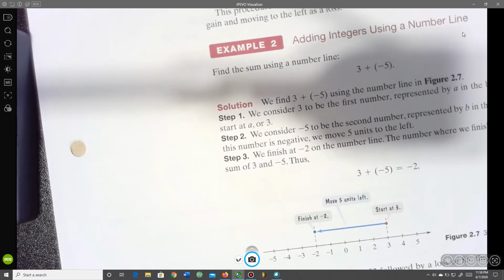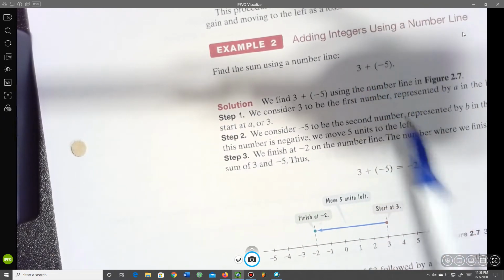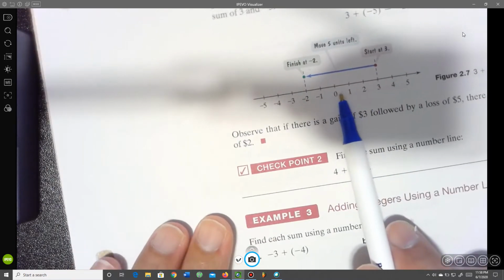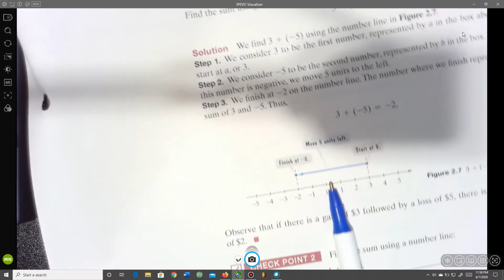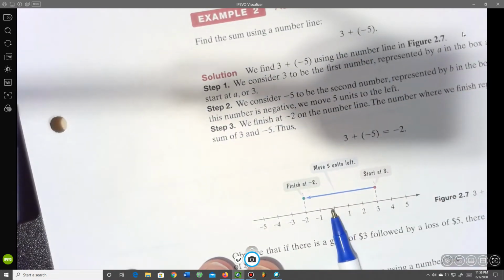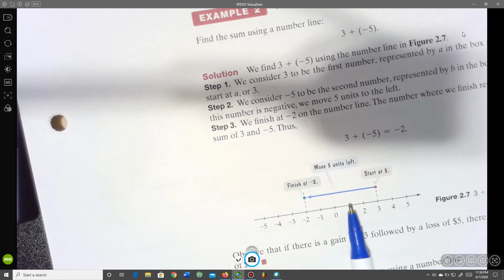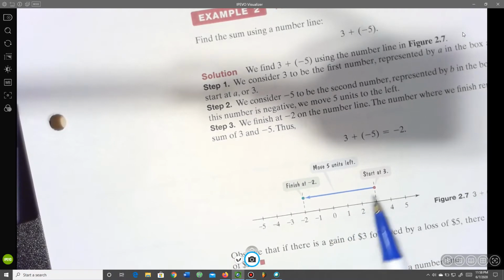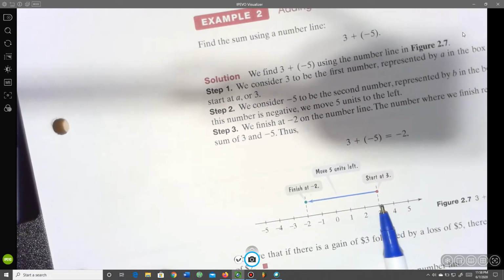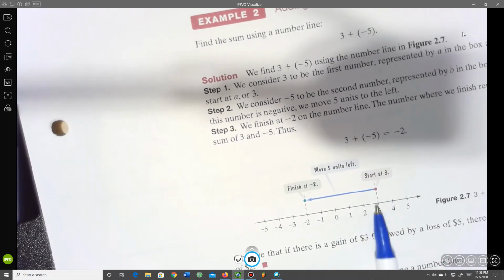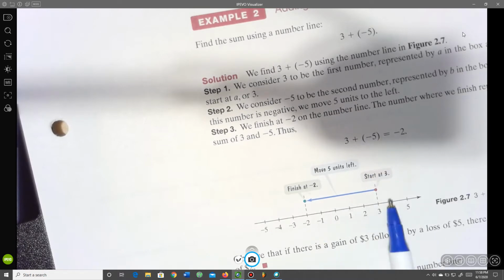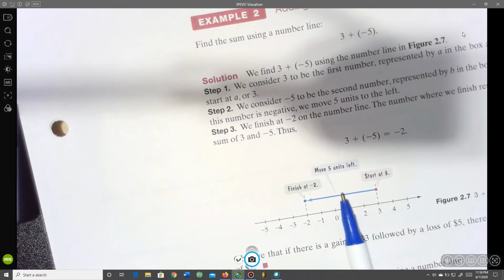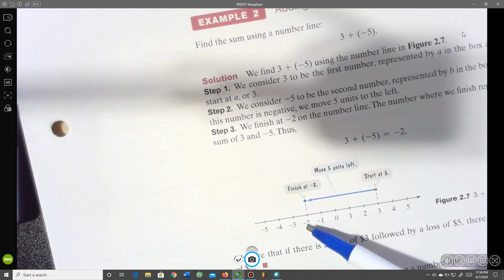Okay, so they want you to use a number line to add. Why do they want you to do that? Well, if you use a number line and you have positive 3, you always start at 0, right? And then you count to the right. All positive values, you always count to the right. 1, 2, 3. And then the negative values, you need to add negative values. All you do is count to the left. 1, 2, 3, 4, 5. You're gonna land on negative 2.